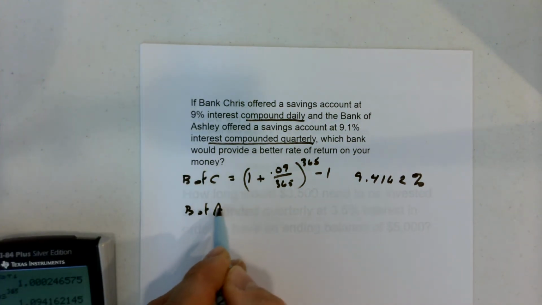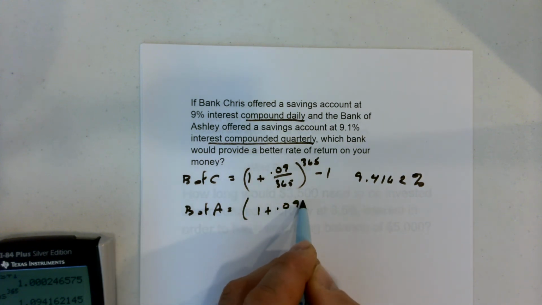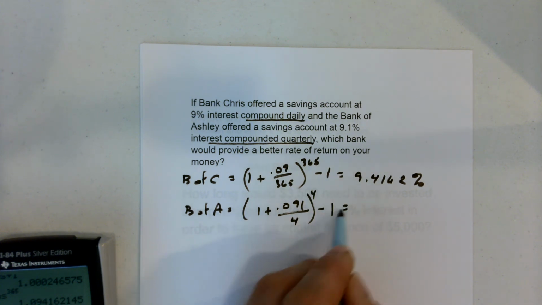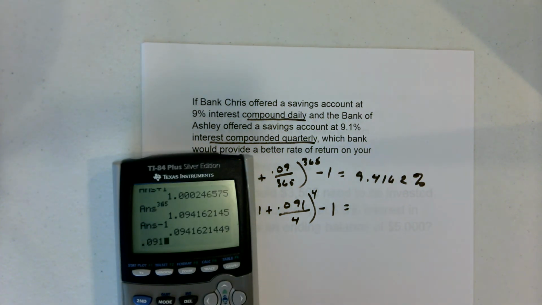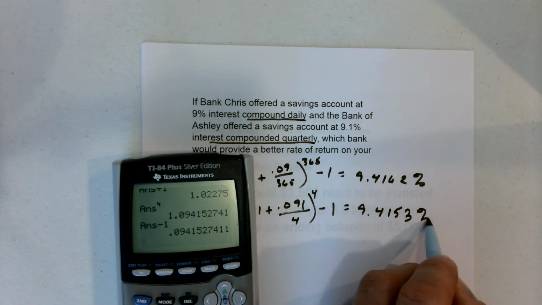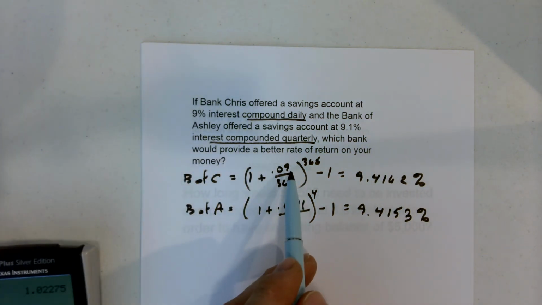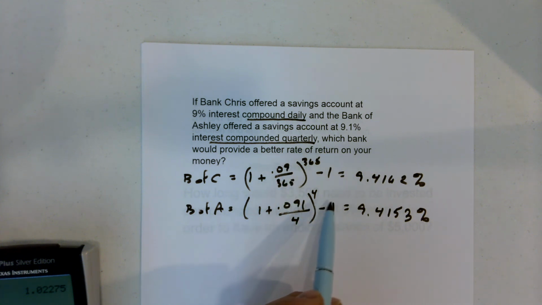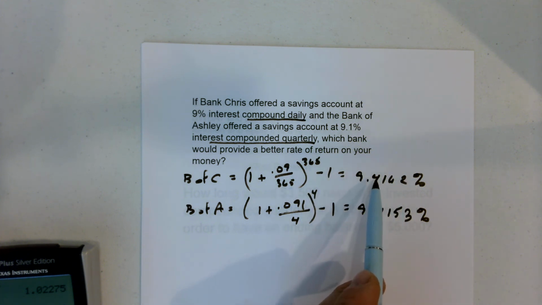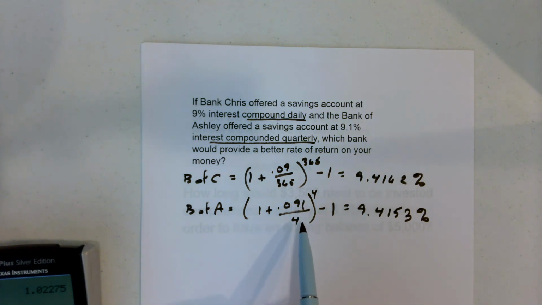And as we do Bank of Ashley, B of A, I guess, we'd have 1 plus 0.091, compounded quarterly, divided by 4, to the fourth, minus 1. Again, in my calculator, 0.091 divided by 4. I'm going to add my 1, take it to the fourth, and then minus 1. And here I get 9.4153%. So here, notice that the better interest rate wasn't necessarily the better interest, because effectively, I see that the lower interest compounded a little more often gave me a higher effective interest rate than the one at a higher interest rate but compounded not quite as often.